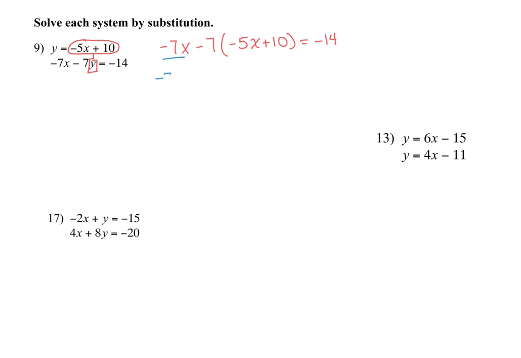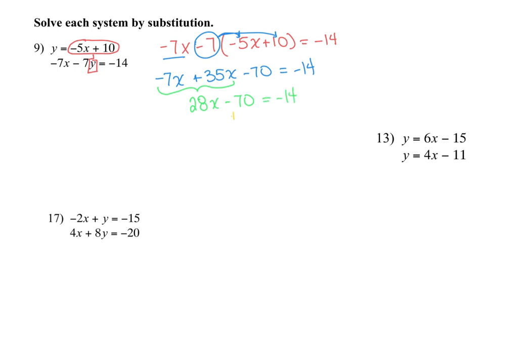So leave the negative 7x alone. Distribute the negative 7 into this group. Negative 7 times negative 5x is positive 35x. Negative 7 times positive 10 is negative 70. And then I have that equal to negative 14. You will combine your like terms, negative 7 and positive 35, going to give you 28x minus the 70 equals the negative 14.